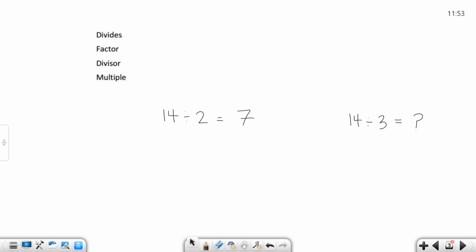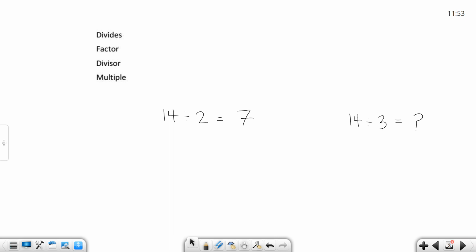Okay, so the first thing I want to talk about are definition type things, and the first one is divides. Of course, we know what divides means, but the way they explain it here is I know that 14 divided by 2 is 7. That means that 2 divides 14 evenly. So that's what they're saying by that.